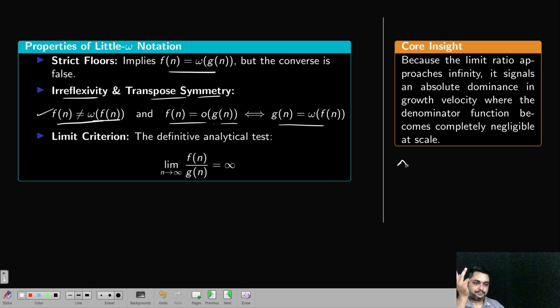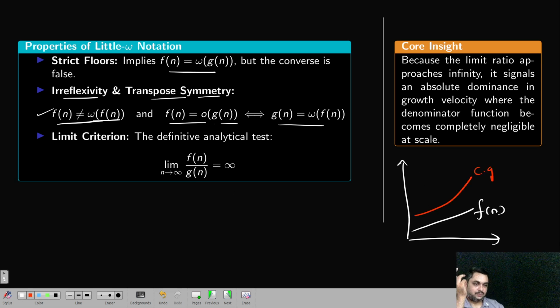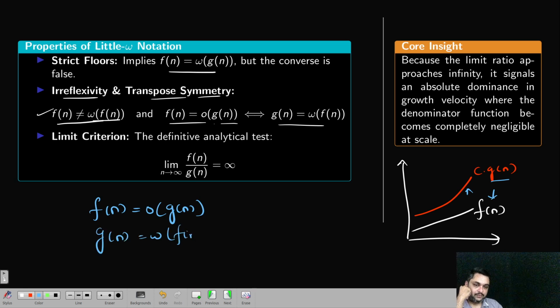Same thing. If I have f(n) and say c times g(n), then by transpose symmetry, I can write f(n) is equal to small o of g(n). See, for f(n), this is the upper bound, going at a very fast rate. Similarly, for g(n), f(n) is the lower bound, so I can write g(n) as small omega of f(n). So that is transpose symmetry.